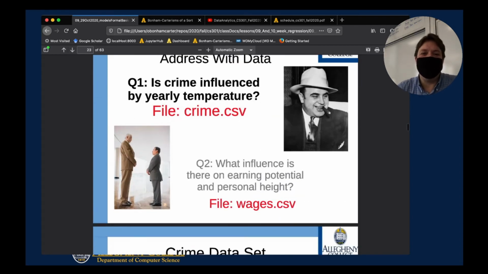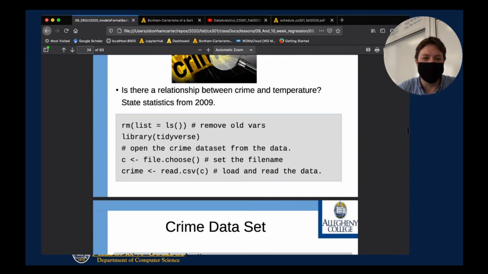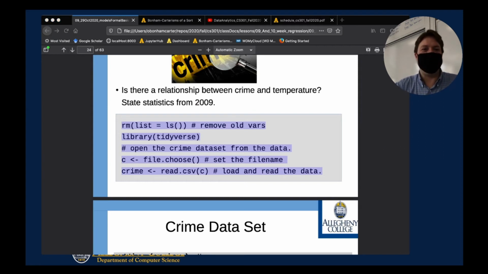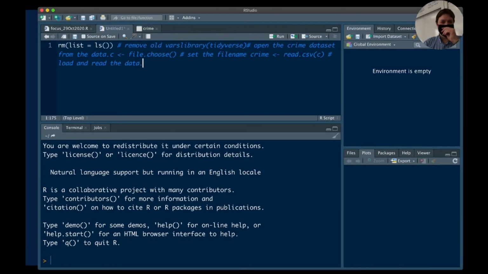Okay, so let's go back to our question here, where we're talking about crime. Is crime influenced by the yearly temperature? I don't know that we had time to do all this. I may as well just run through this quite quickly. I'm going to go ahead and just copy out this code. I'll do this just because it's an interesting thing. Come with me, if you will, to my studio editor. Boom. Welcome back. I'm going to go ahead and just dump this all here.